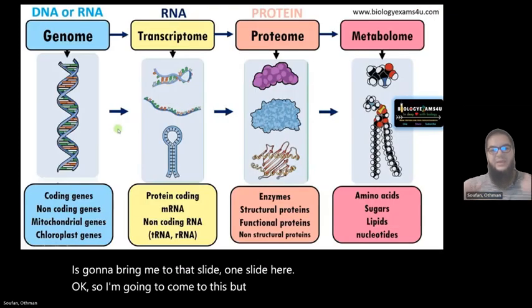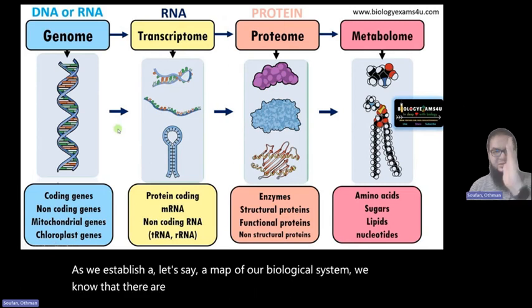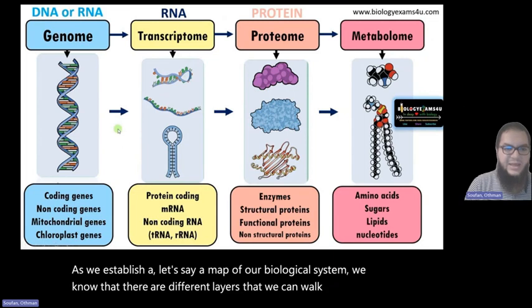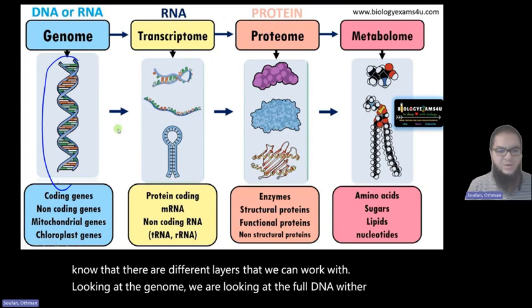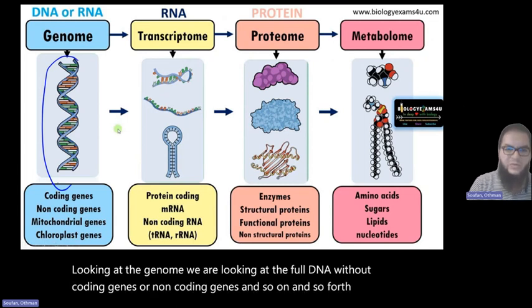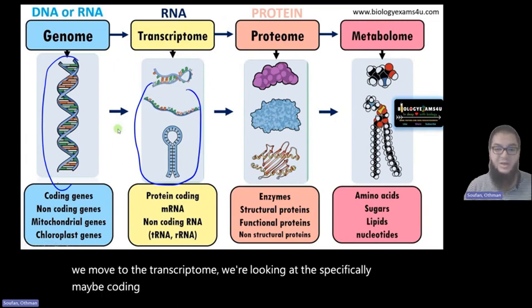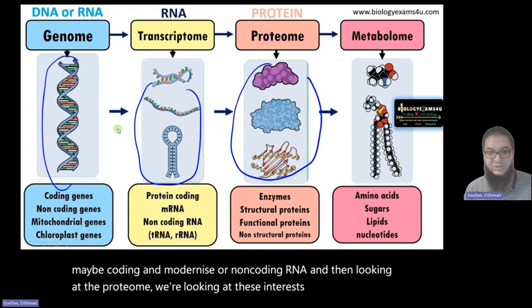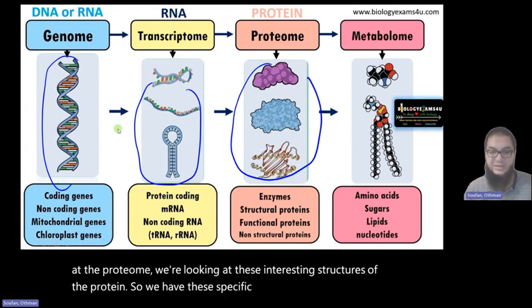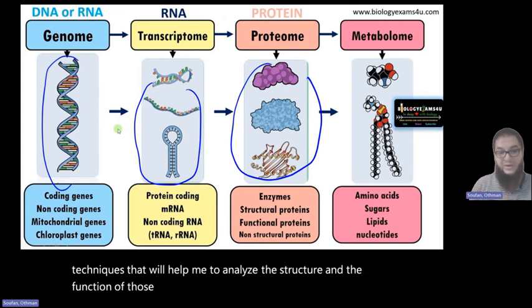But first, as we establish a map of our biological system, we know that there are different layers that we can work with. Looking at the genome, we're looking at the full DNA, whether it's coding genes or non-coding genes and so forth. When we move to the transcriptome, we're looking at specifically coding mRNAs or non-coding RNA, and then looking at the proteome, we're looking at these interesting structures of the protein. We have specific proteomics techniques that help me analyze the structure and the function of those proteins from a different aspect.